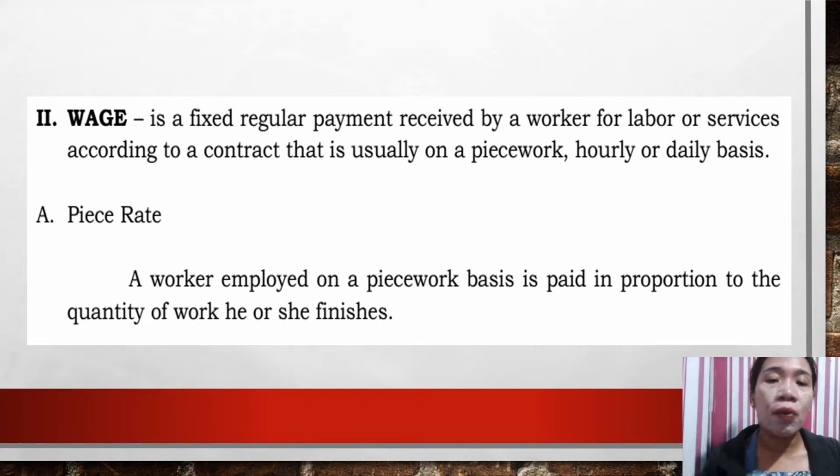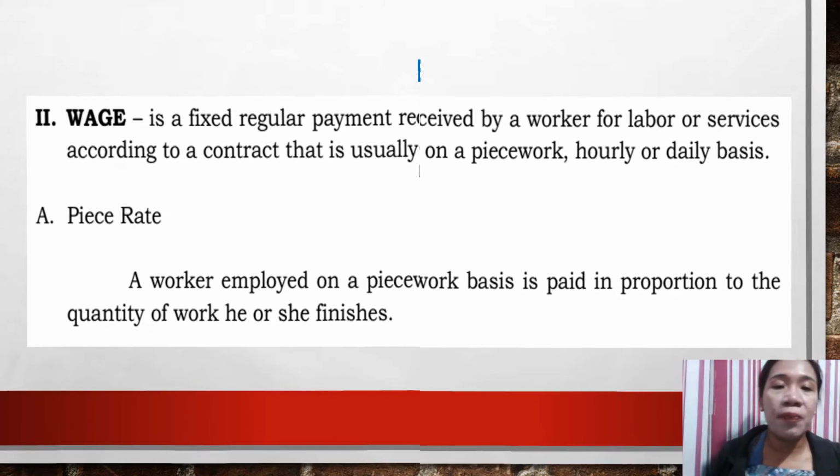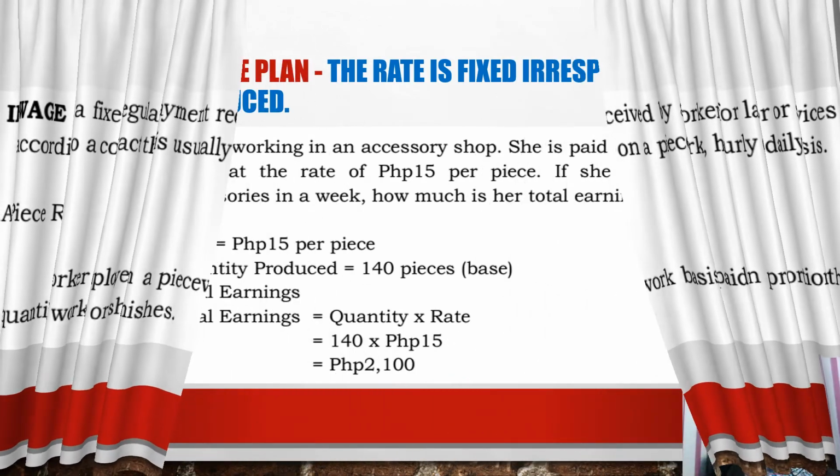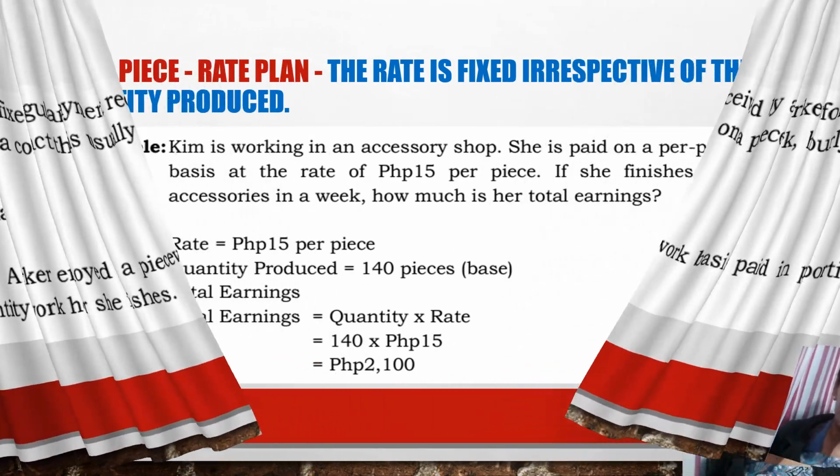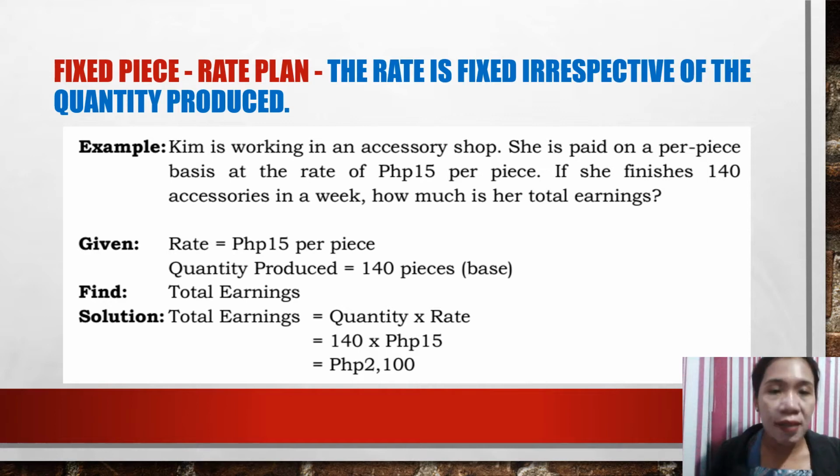There are two types of rate. The first one is the fixed piece rate plan, meaning the rate is fixed irrespective of the quantity produced. Magamay o madaghan ang ijang mahuman nga trabaho, same ra ang ijang rate, which is fixed rate pay plan or fixed piece rate plan. Now, I have an example.